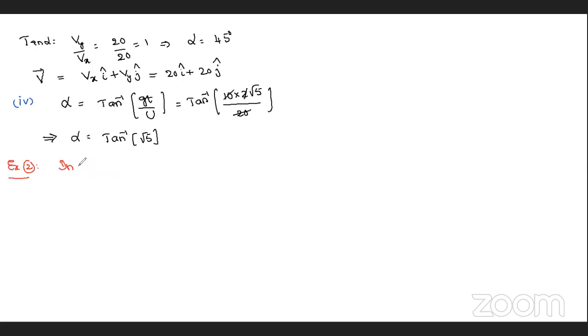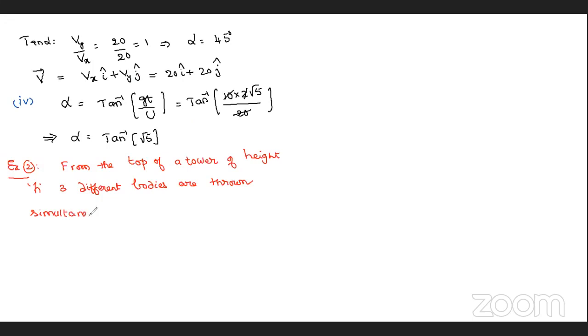Or else better we write here. From the top of a tower of height h, 3 different bodies are thrown simultaneously with the same velocity u as shown.